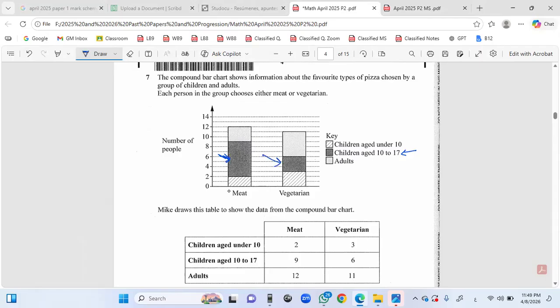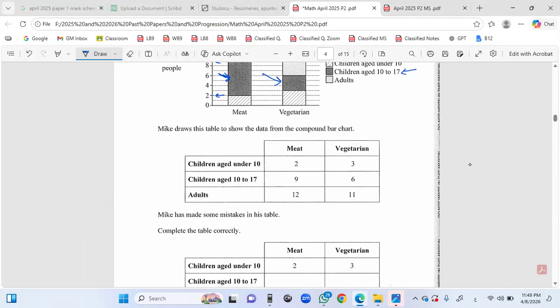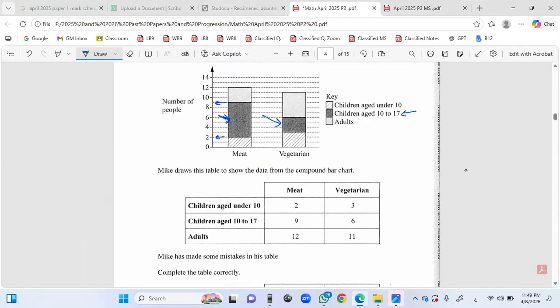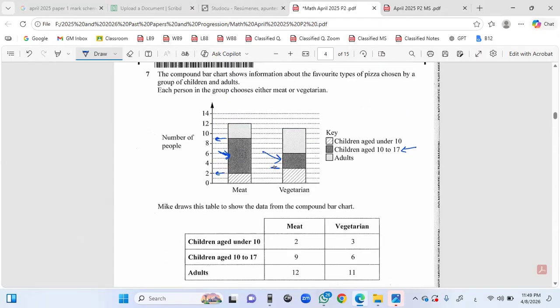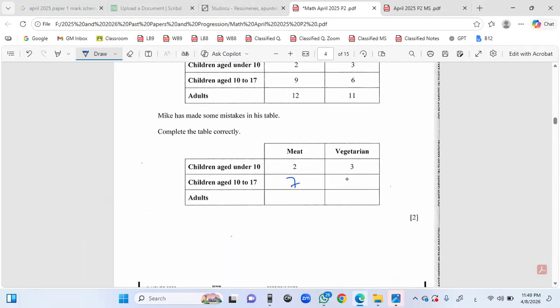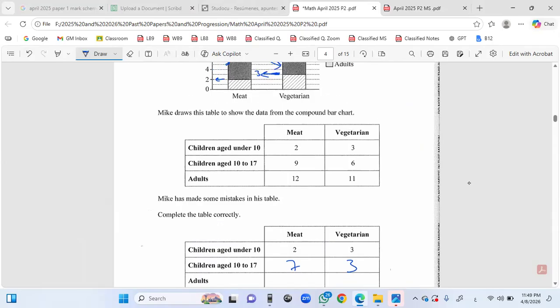For meat, the bar covers from 2 until 9. So from 2 to 9, they are 7. So I'm going to write 7 over here. While for vegetarian, it is from here, which is 5, until here, which is actually, I'm sorry, this is 3 until 6, which is just 3. So from 3 to 6 is 3.